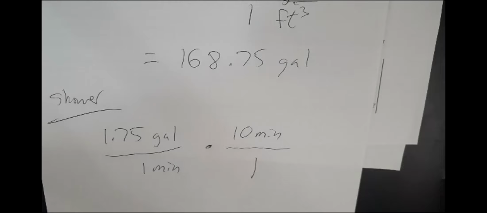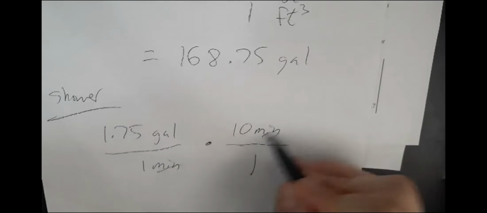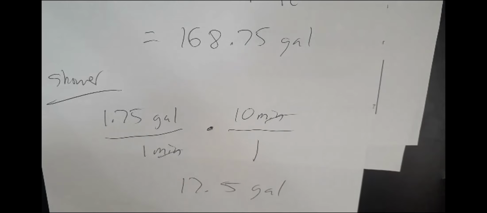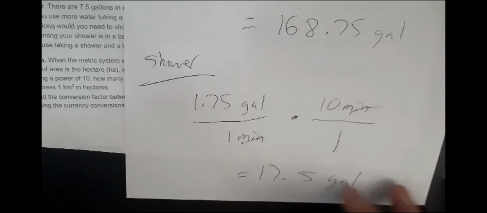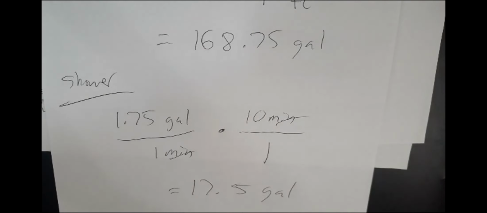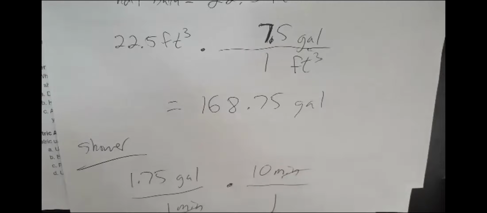Okay, so anyway, if you set these things up correctly, this is like going miles per hour for so many hours. This is the rate times the time. This should give me what, 17.5 gallons? That seems drastically different. That's the numbers they give. Okay. So which one is using more water, the bath or the shower? The bath. Yep, lots more gallons, right?